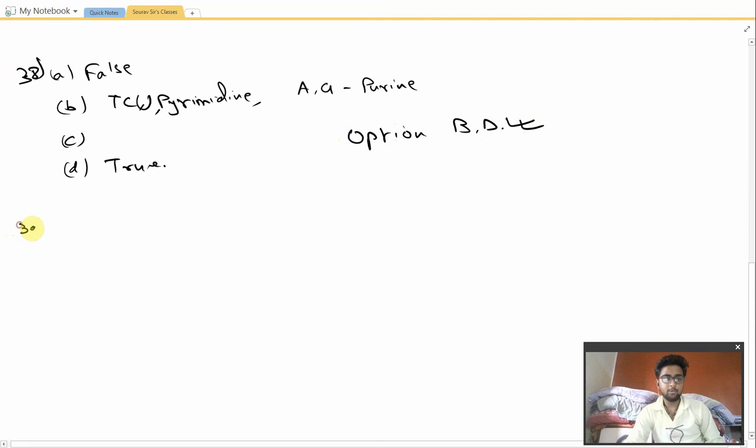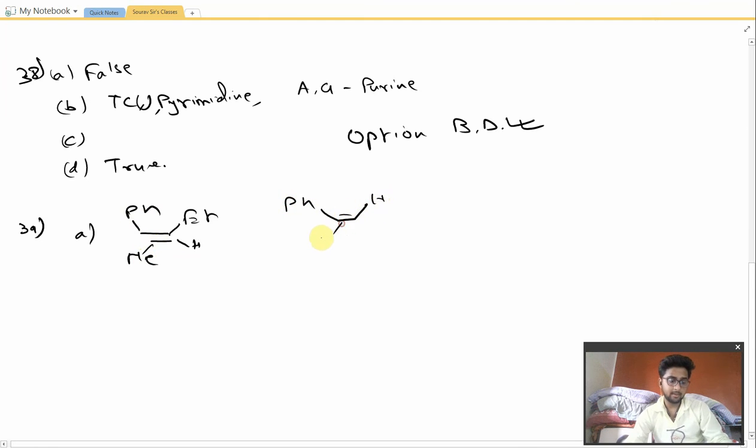Moving on to question number 39. The diastereomeric pair among the following options are. So option A is, let me draw the options, H, Ph, and Me, and here is Ph, H, Me, Et. So these are cis and trans isomers. I have already told you in my stereochemistry classes that the cis and trans isomers are diastereomeric. So this is one diastereomeric pair.